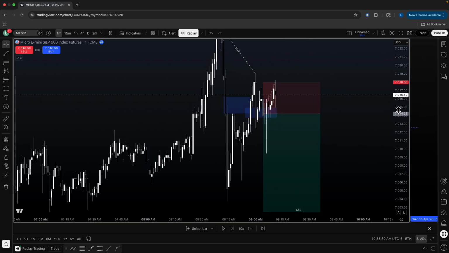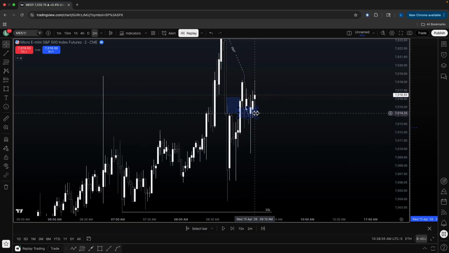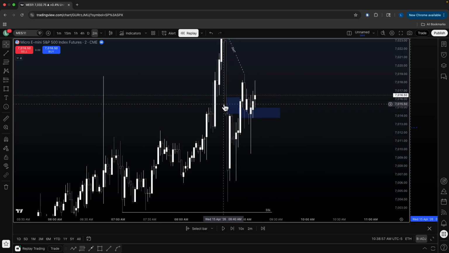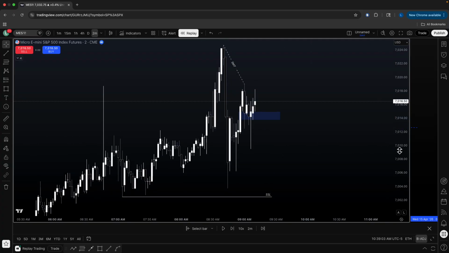Now, like I said, what did I do wrong? I did not wait for the inverse. So the 2 minute candle never closes below this gap. So I technically didn't follow my model on this trade, and I broke my rules because I didn't wait for the inverse fair value gap. And if I would have waited, it would have saved me from taking this loss.